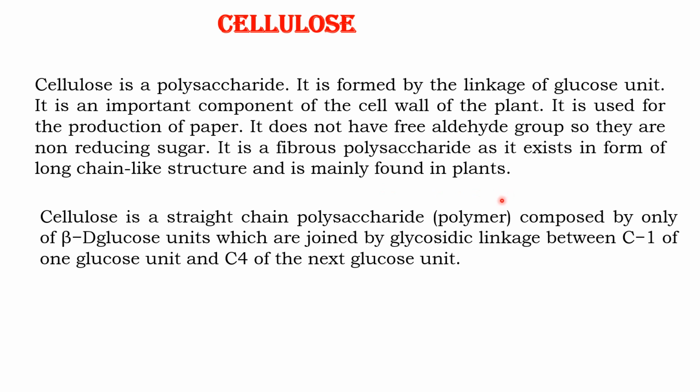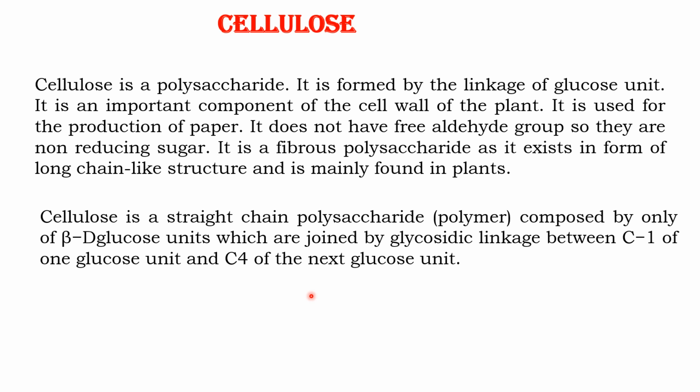In cellulose, the glucose units are beta D glucose units. In starch, we have seen it is alpha D glucose units. But in cellulose, it is beta D glucose units. The linkage is the same. In amylose, we have seen the linkage is alpha 1,4 linkage, that is the linkage between the C1 carbon atom and the C4 carbon atom. The same linkage is present in cellulose, but the monomer is beta D glucose.